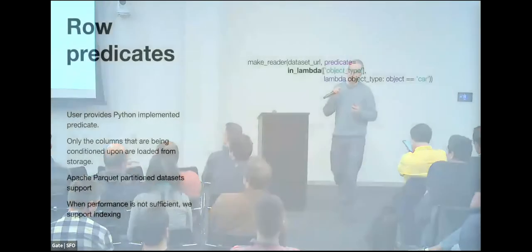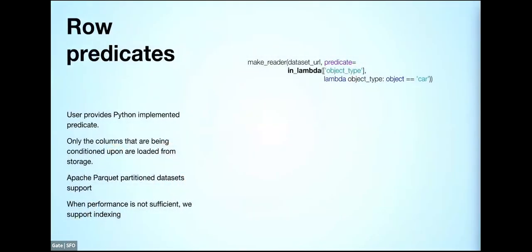Row predicates. In order for multiple researchers to work on this one big data set, we said that we need the ability to filter data by columns and to filter data by rows. The predicate does exactly that. You can provide a function that would be run for each row, and if it doesn't match the criteria, the row is not going to be returned. But why would I even do something like this? Why don't I do this after the data is returned from Petastorm?